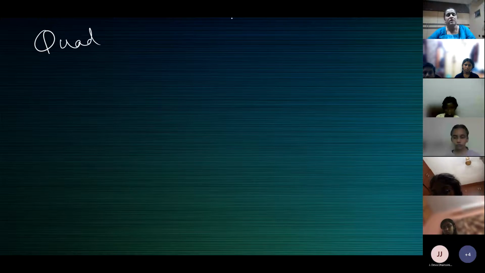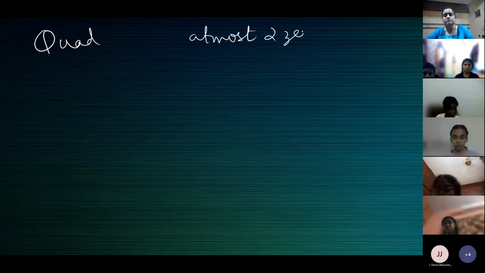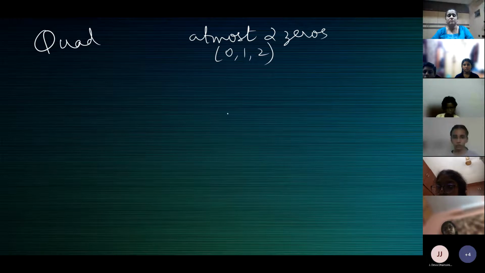Now, next, under the same thing is quadratic. That is, the type of polynomial is quadratic, and the number of zeros is at most 2 zeros. If you don't know the meaning of at most 2 zeros, it means it can have no zeros, 1 zero, or maximum 2 zeros. That is, the quadratic polynomial may have no zeros.